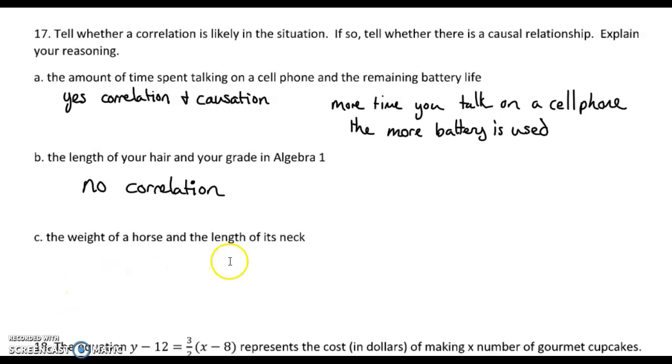Okay, and on this one, the weight of a horse and the length of its neck. This one can kind of vary. As a horse gets larger, its neck does get longer. As it's weighing more, it should be getting larger in general, including its neck. But on the flip side, it could be a stout or heavier horse versus a leaner horse, and so that could vary. So I kind of put not necessarily.